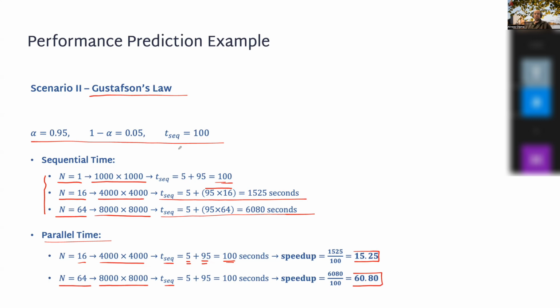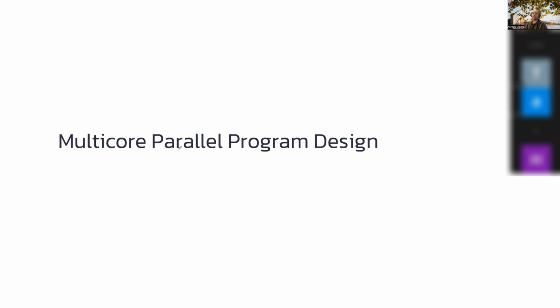So now we have about 10 minutes and I can talk about general multi-core parallel program design. Now that you know how to measure the performance and how to predict the performance, and you know what kind of parallel machines you are working with, now it's time to talk a little bit about how you design a parallel program. All right.